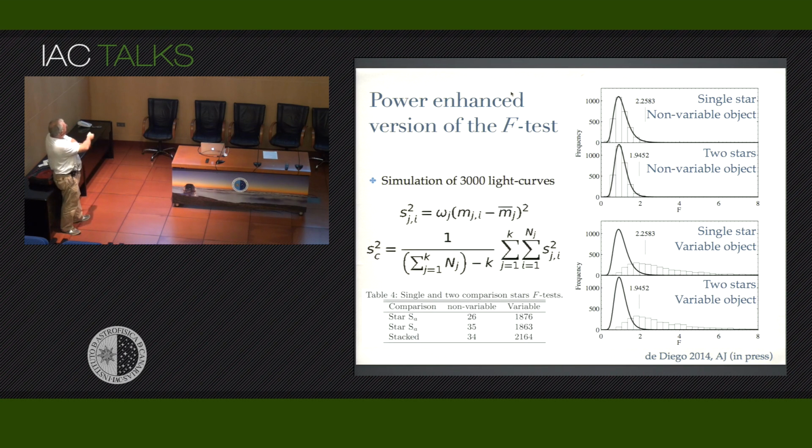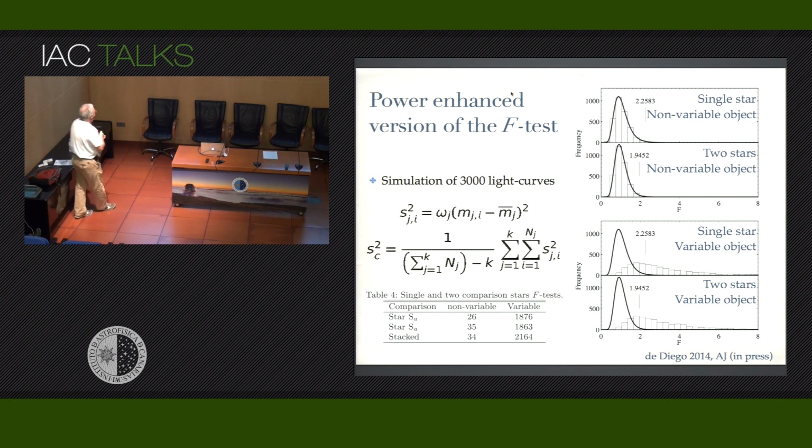So here we have one single star, which is the usual way that the F-test is done, and 2 stars. And you see that the critical number is lower for 2 stars. This is for a non-variable star, so the control star fits the null hypothesis distribution perfectly. But when you go to a variable star, you see that you have a lot more objects in which you detect the variations. And you have the numbers here, for 3,000 light curve simulations.